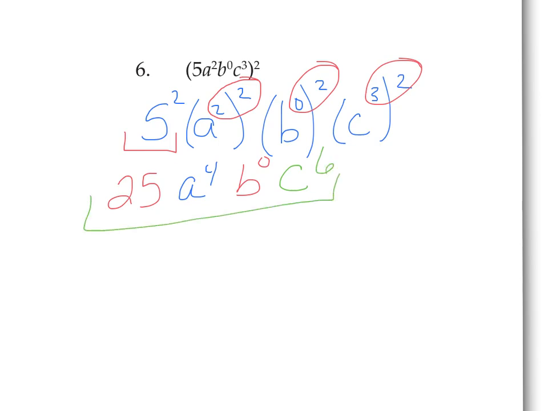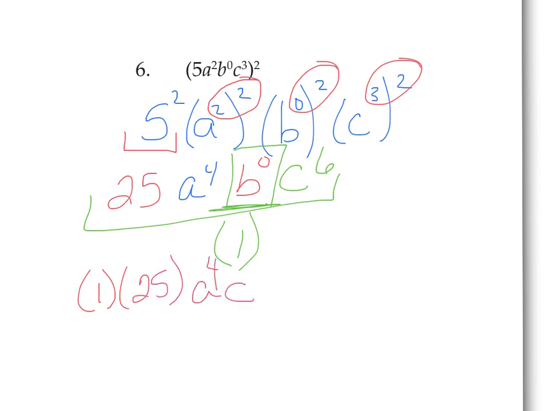And we're almost done. The only thing that's giving us an issue here is this b to the 0 power still stuck here in the middle. This means 1. So we can simplify that to 1. And when we do that, the 1 now becomes a coefficient, which moves to the front times the 25. So we really have a 1 times a 25 times an a to the 4th times a c to the 6th. And of course, 1 times 25 is still 25. So 25a to the 4th c to the 6th is our final simplified answer.